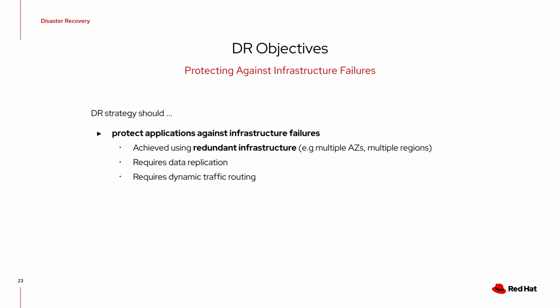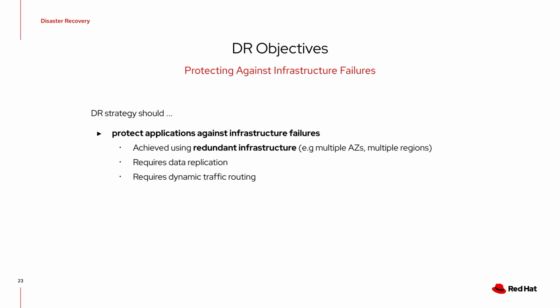And the last objective for our disaster recovery is protecting against infrastructure failures. When you want to protect against infrastructure issues, you pretty much need to use redundant infrastructure. So in our case, it was running across multiple availability zones in the region, and even because we wanted to protect against regional failure, running across multiple regions. In our case, we chose 2 regions to keep the cost down.